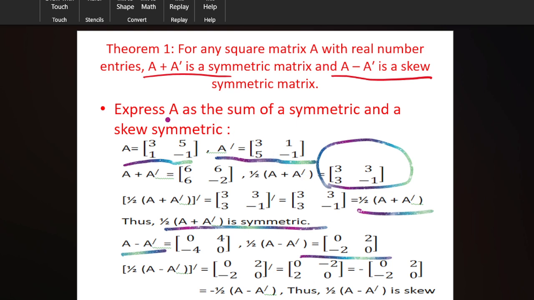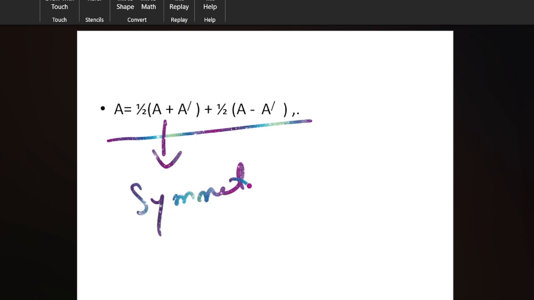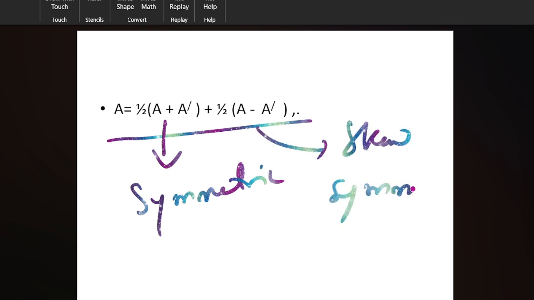Now therefore any matrix A can be written as half of A plus A dash plus half of A minus A dash. So half of A plus A dash, this is symmetric, and this is your skew symmetric. Okay. Therefore any square matrix can be expressed as a symmetric and a skew symmetric matrix.